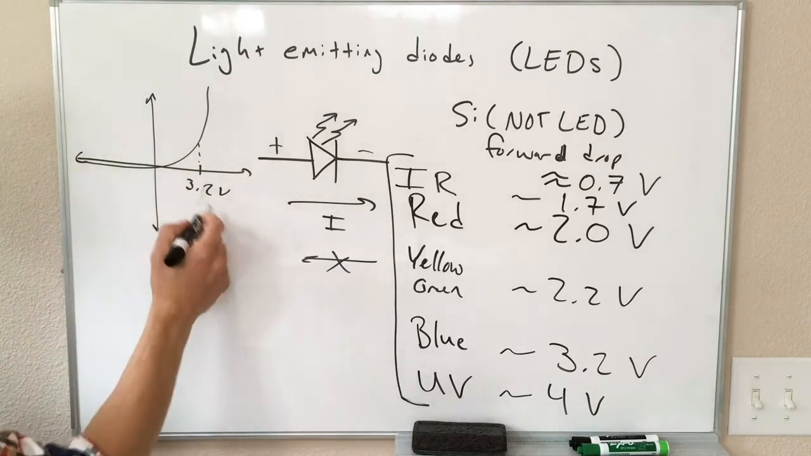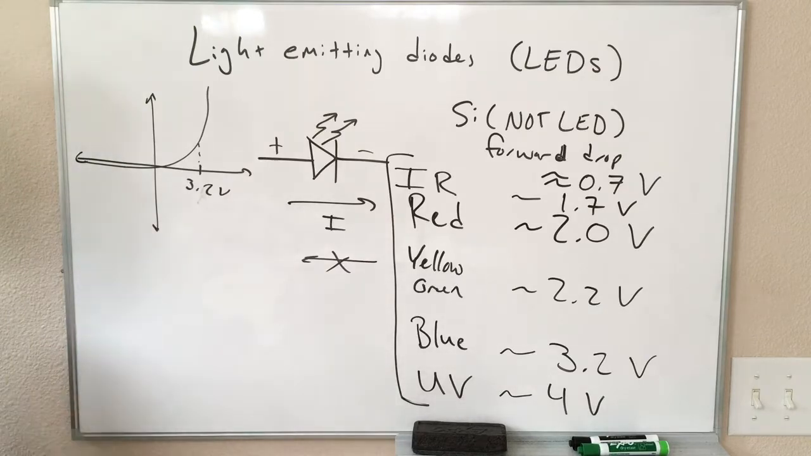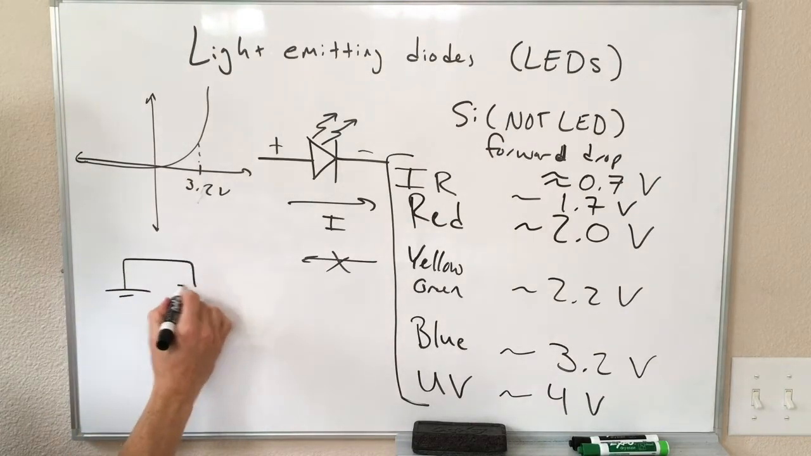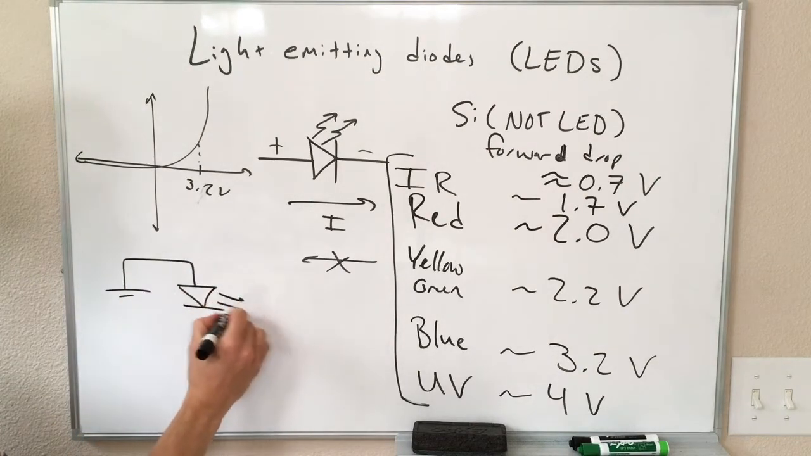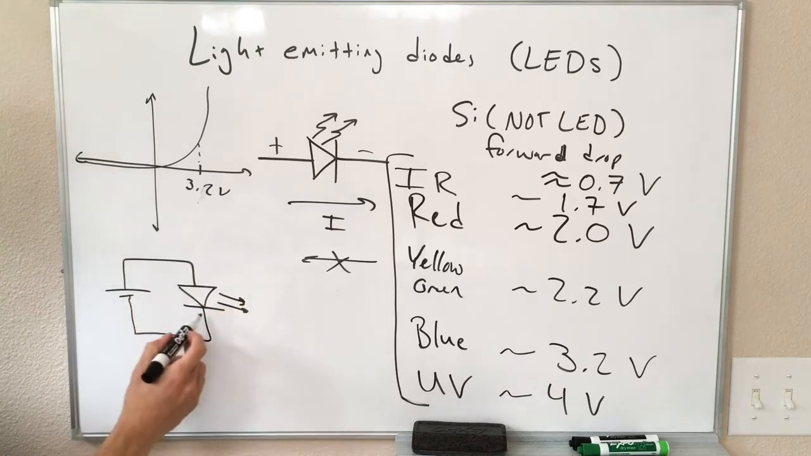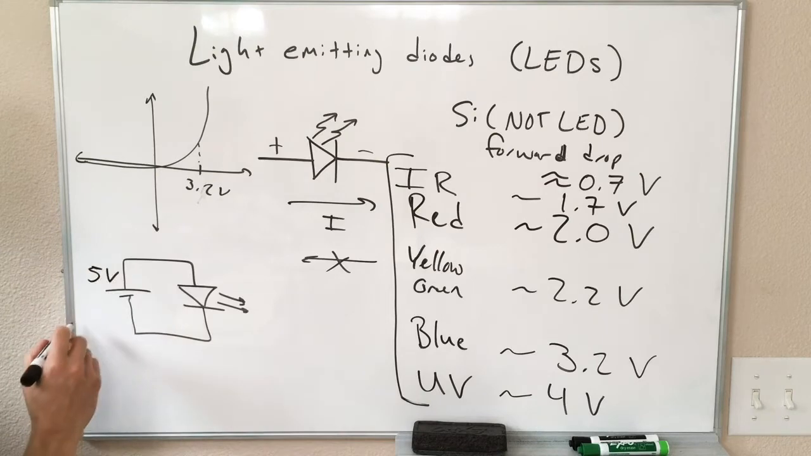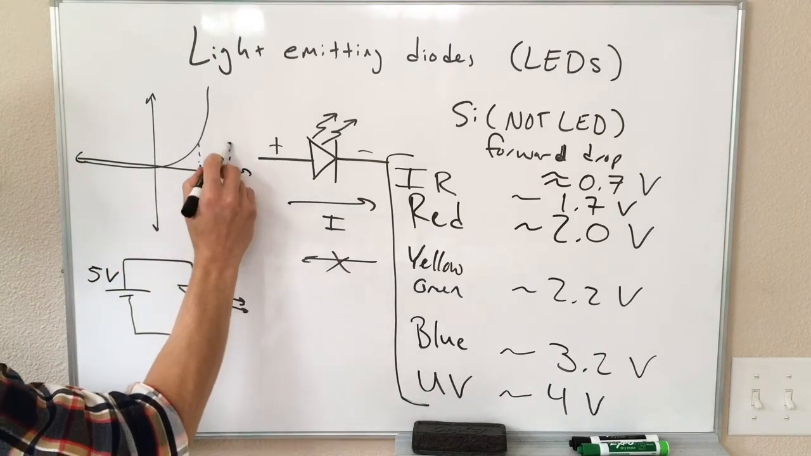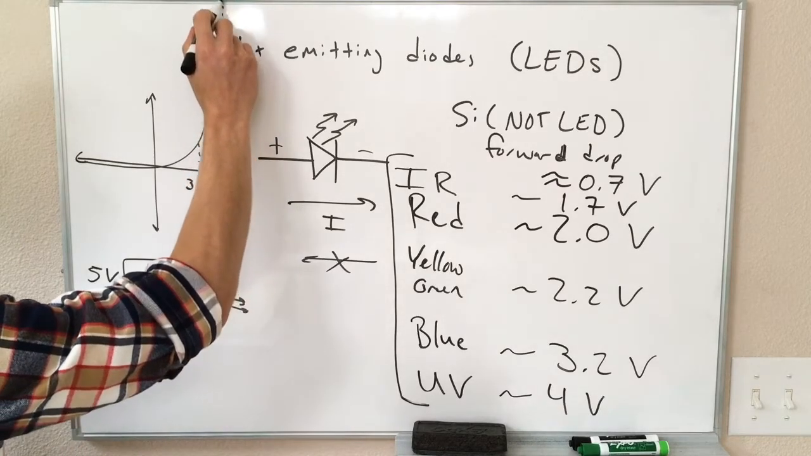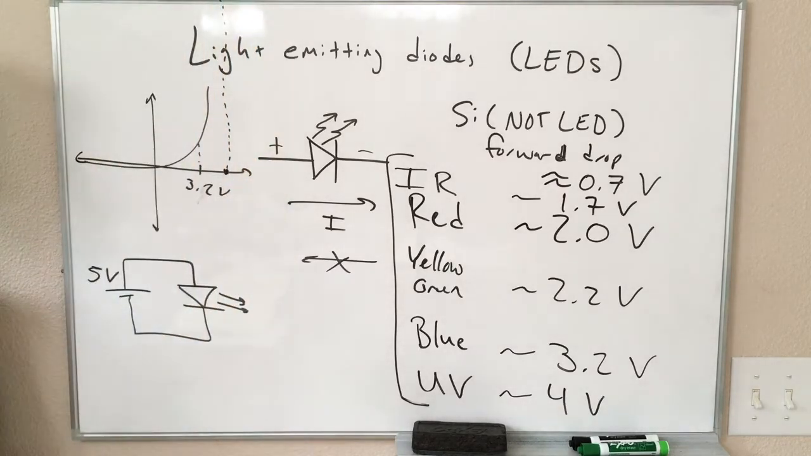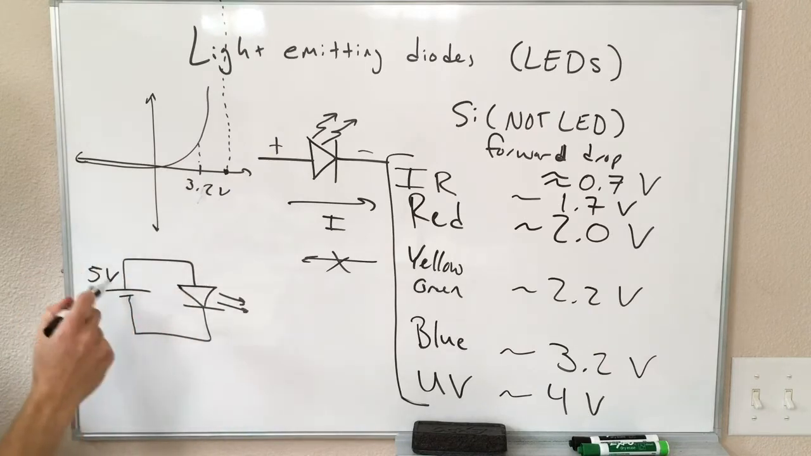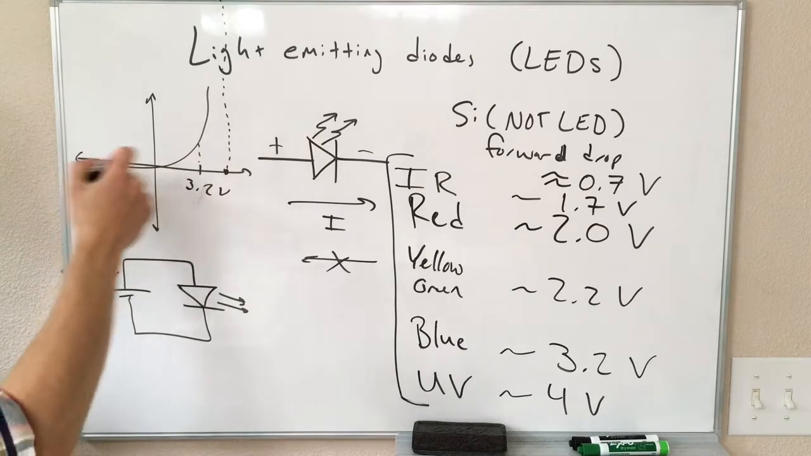And what I mean by that is if we just connect a blue LED to a 5 volt voltage source directly, like something like this. That's our LED with light coming out of it. If we try to do something like this with a 5 volt source, 5 volts is somewhere over here. So how much current do we get at 5 volts? It's going to be a lot of current.